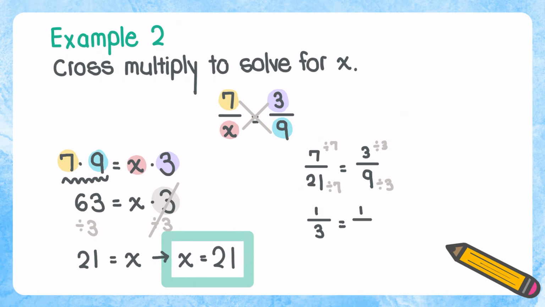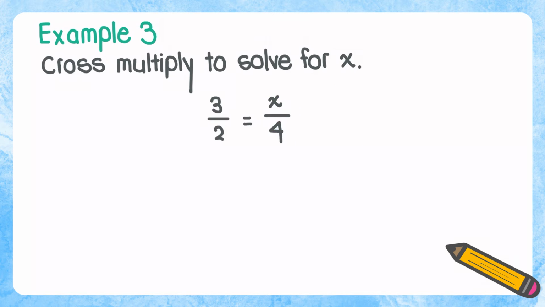This also equals 1 over 3. So we were able to show that both sides are equal to each other, so we know that we've correctly solved for x. For example 3, you're going to cross multiply again to solve for x. We have 3 over 2 equals x over 4. Go ahead and try this example on your own, and then press play when you're ready.